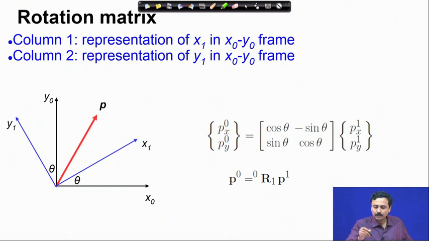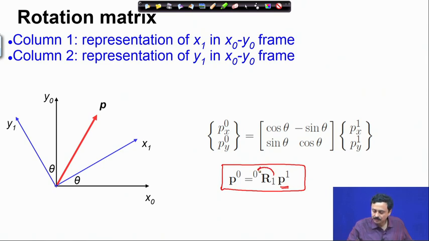This is how we finally represent the transformation. A vector in frame 1 is being taken to a vector in frame 0. On the right we have 1 and on the left we have 0, which means this rotation matrix is taking a vector in frame 1 to a vector in frame 0. On the right we have the vector p 1 in frame 1, and on the left of this equation we have the same vector being represented in frame 0.